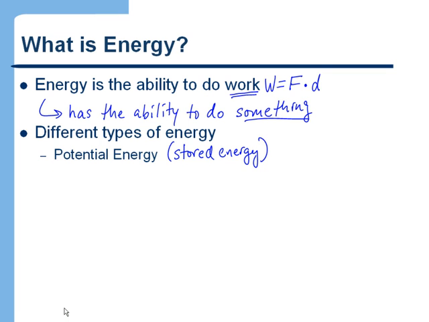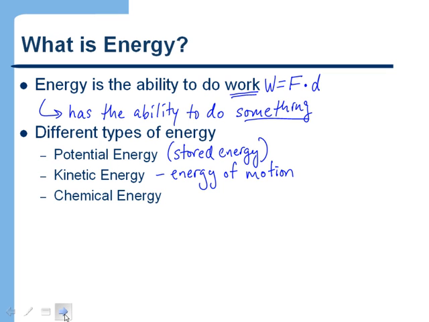Another type of energy is kinetic energy. Kinetic energy is the energy of motion. And we know that when an object is moving, it has energy, because after all, you wouldn't want to stand in front of a moving car, but standing in front of a car that's at rest is no problem. So something that's moving has the ability to do something like hit you, so it has energy. So kinetic energy is the energy of motion.